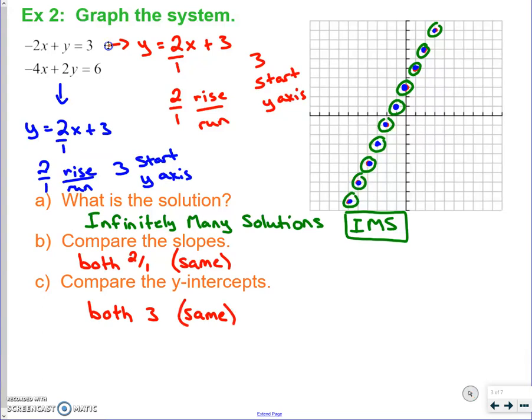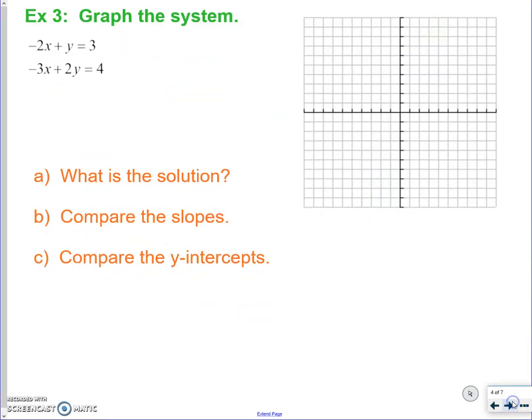Alright, so let's go ahead and look at a third example. Let's get another graph going. And on this one, guys, once again, we're going to have to rearrange stuff just to speed up the notes a little bit. I've already done this, so this comes out to be y equals 2 over 1x plus 3. This other one comes out to be y equals 3 over 2x plus 2.